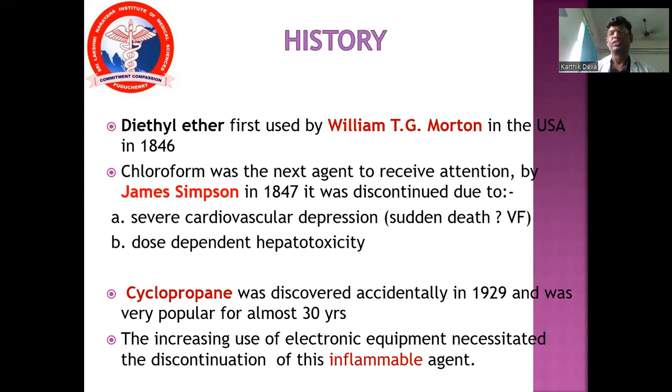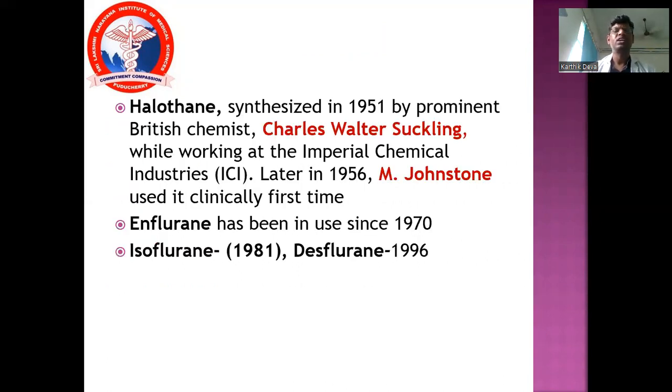Cyclopropane was discovered in 1929 and was very popular for almost 30 years. Due to increasing use of electronic equipment and the inflammable property of these inhalational agents, they were soon discontinued from clinical use. Halothane was synthesized in 1951 by the British chemist Charles Walter Suckling while working at Imperial Chemical Industries. Later in 1956, Johnstone used it clinically for the first time. Enflurane came into clinical use in 1970. Then isoflurane, desflurane, and sevoflurane came into clinical use.